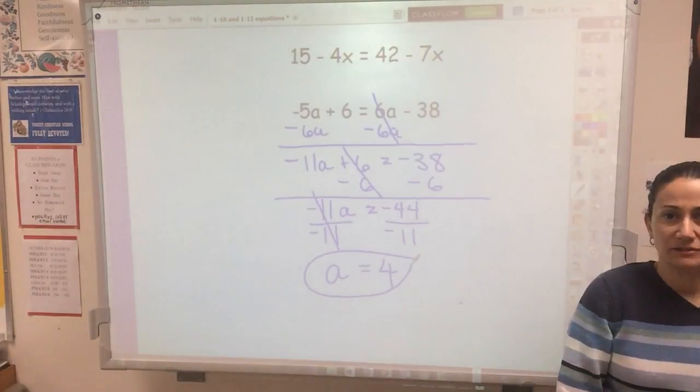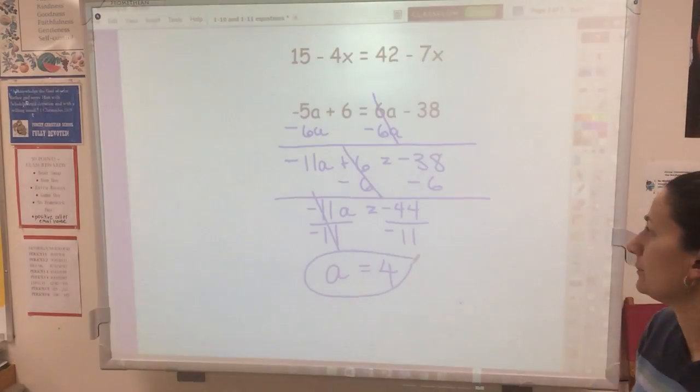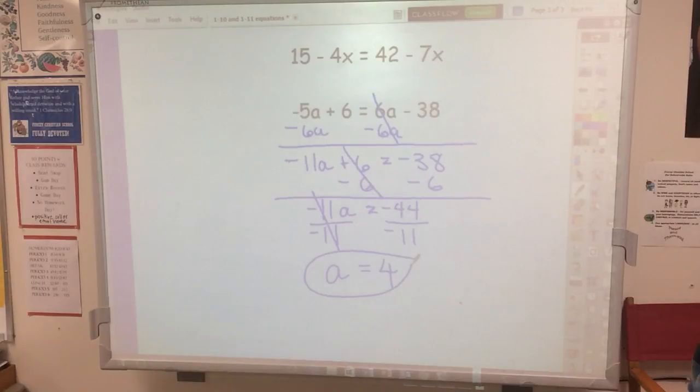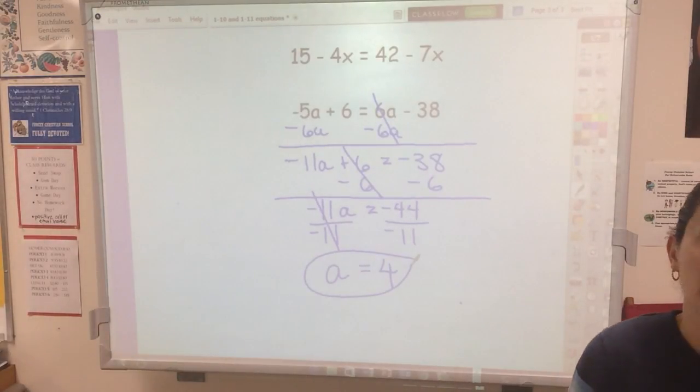All right, so that is a few examples of how to solve equations with variables on both sides.